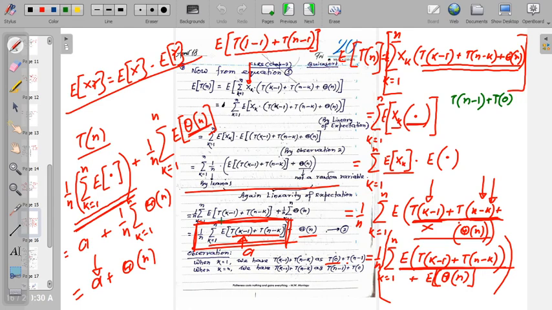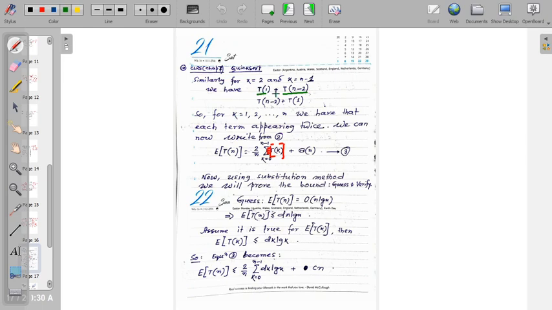If I have k equals to 2, then I have T1 plus T n minus 2. Then if I put k equals to n minus 1, then T n minus 2 and T1. That means I am getting the same thing. Then T3 and T n minus 2, that means k equals to 3, k equals to n minus 2. If I put these, then the same structure will be there.